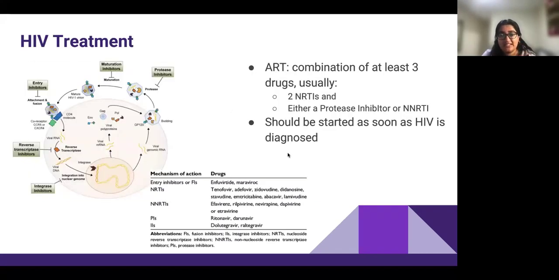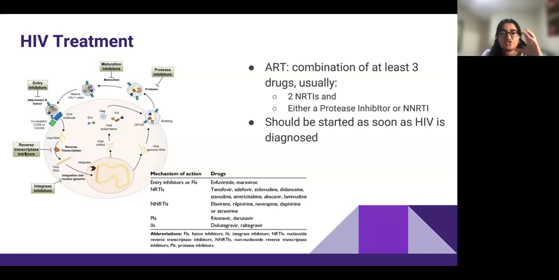So ART, there are many different types. This is a table with all the different types. I don't think it's worth learning the different types, but it's worth knowing the names, like the protease inhibitors and the NRTs, and the slight differences between them, because NRTs are really important. They are the reverse transcriptase inhibitors.